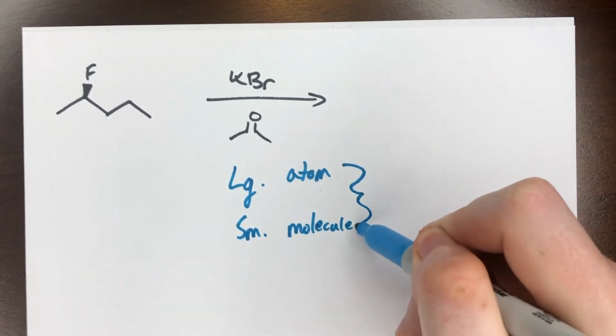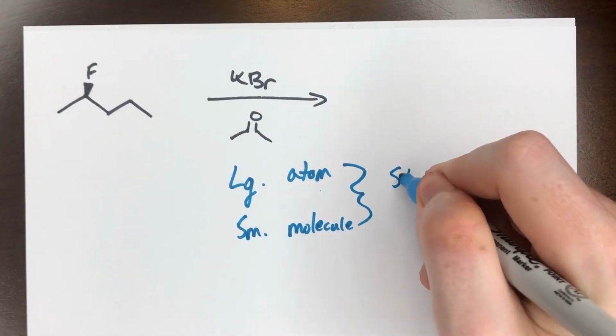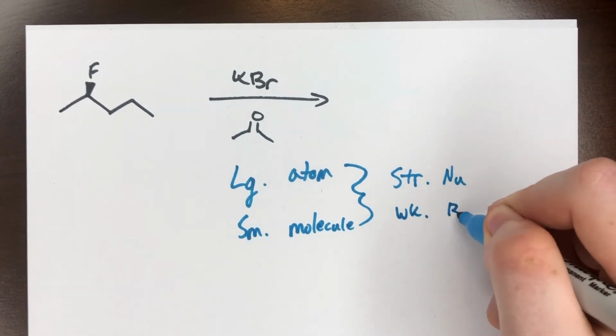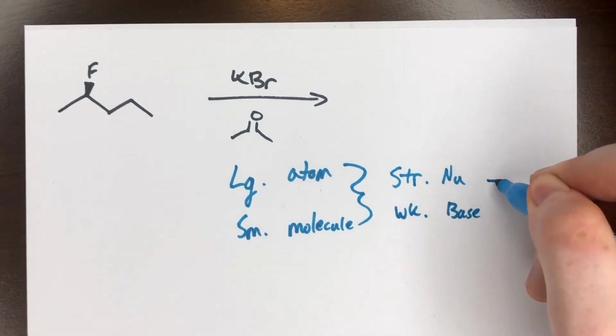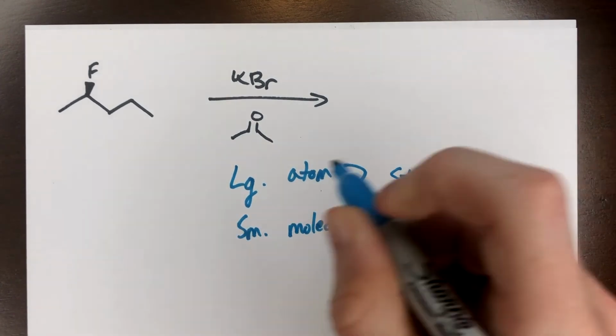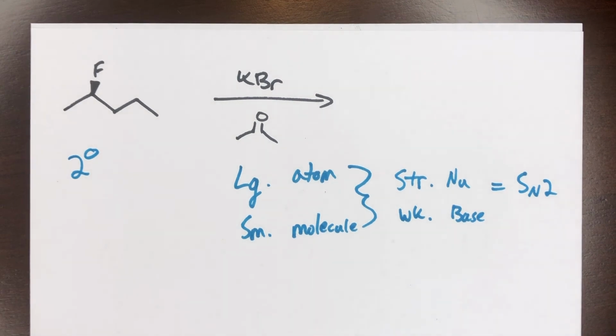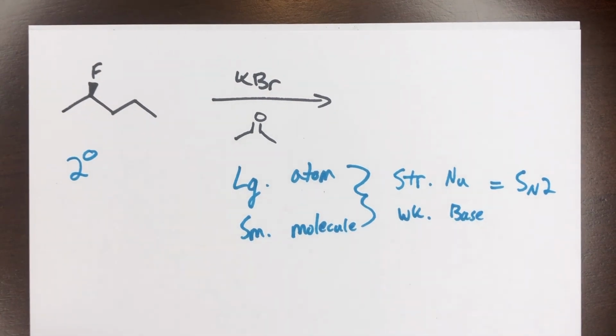So you would suggest that this is a strong nucleophile, weak base. You'd be right. That's suggestive of SN2. All right, here's the secondary position. We didn't talk about this first, but it's a secondary alkyl halide. So you would suggest that this is SN2.